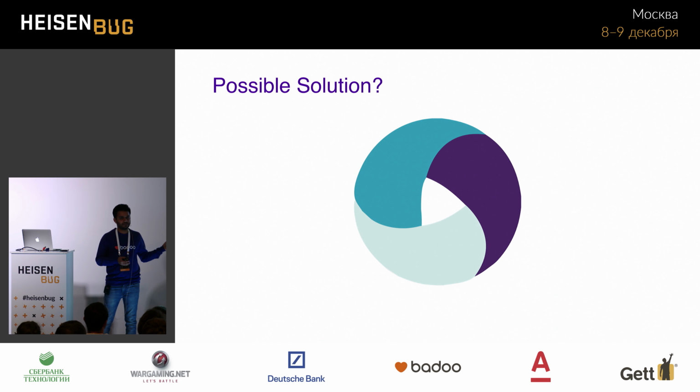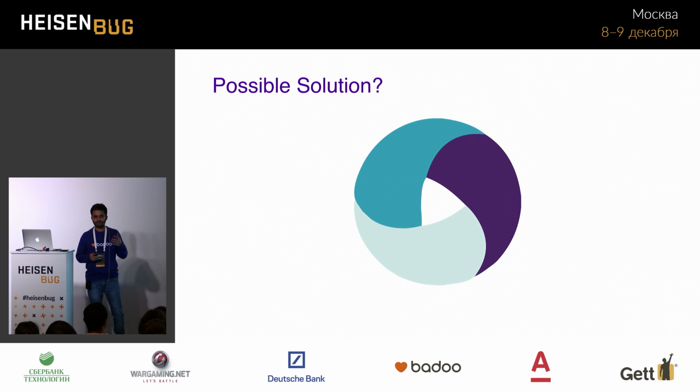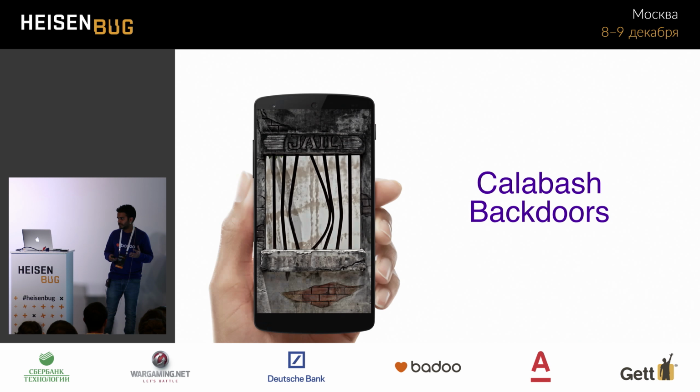So we have been using Appium at Badoo for one of our applications. And the experience so far has not been really great. It's slow. And it doesn't have one of the very important features which Calabash has. It's a very powerful feature called Calabash Backdoors.